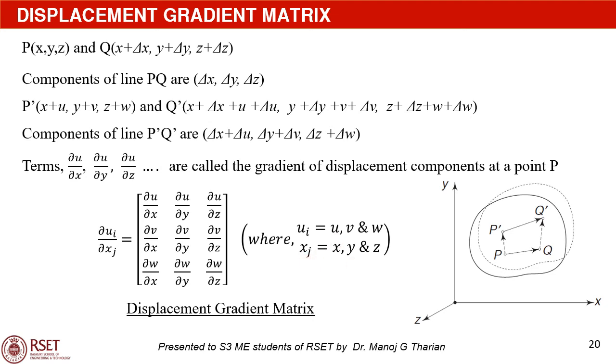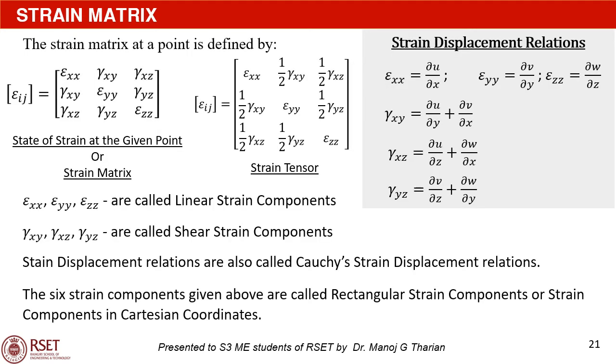The strain matrix at a point is defined by epsilon ij is equal to the matrix epsilon xx, gamma xy, gamma xz, gamma xy, epsilon yy, gamma yz, gamma xz, gamma yz, epsilon zz. These strain components can be obtained once we know the displacement field in a body. The strain components are given by epsilon xx is equal to ∂u/∂x, epsilon yy is equal to ∂v/∂y, and epsilon zz equal to ∂w/∂z.